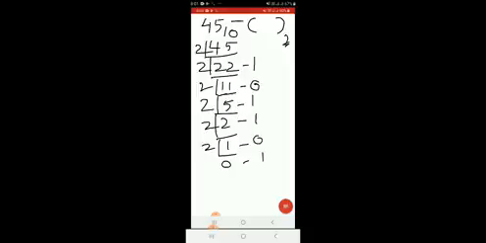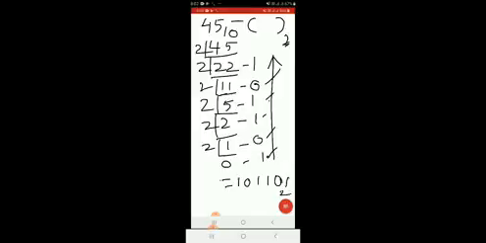Fourth step is arrange the remainder from last to first. So what is the last remainder? The last remainder is 1. So you write it first. Then the next remainder is 0. You write it as 0. Next 1. Okay. Next 1. Next 0. Next 1. Okay children. So since it is a binary number, we have to put base as 2.